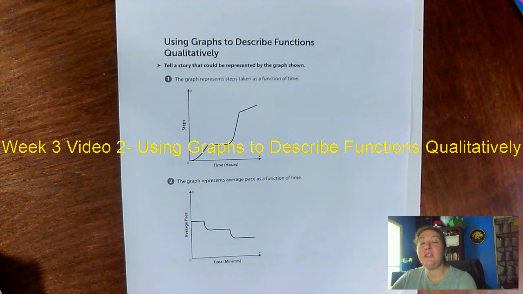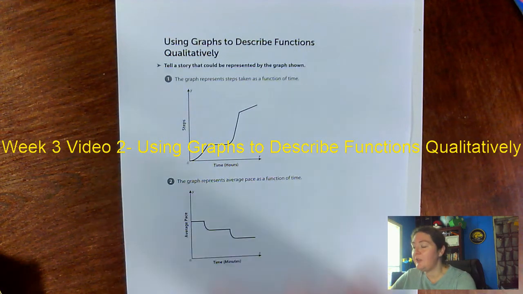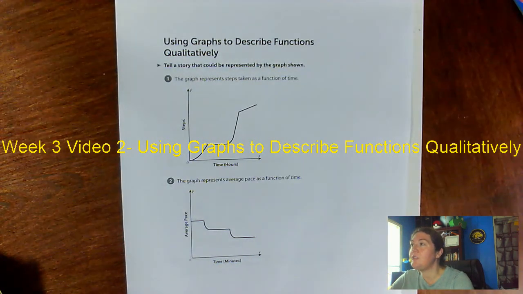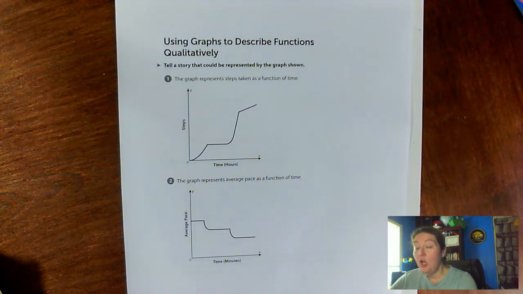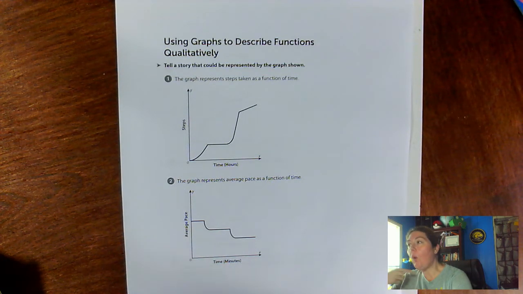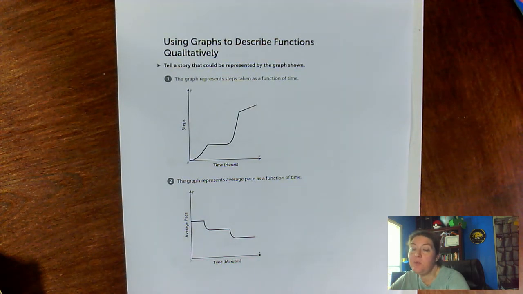Alright, we're going to finish up your week 3 packet, and we're looking at using graphs to describe functions qualitatively. Qualitative usually means with words. Quantitative, there's an N in there, and there's usually numbers that we're dealing with. Qualitative, we're going to use words. So I'm going to do something different on this one. I'm not writing anything.